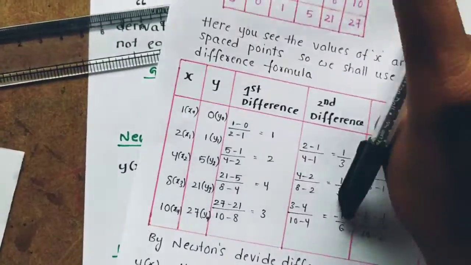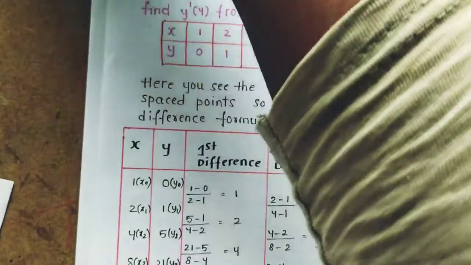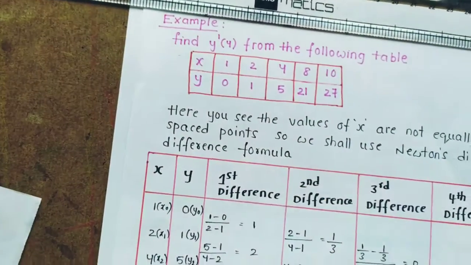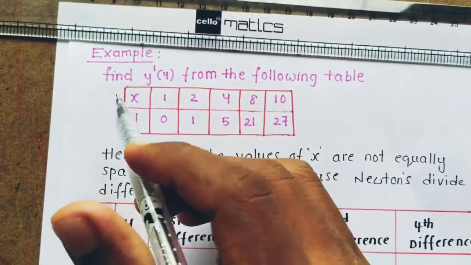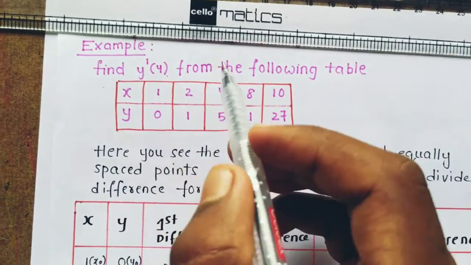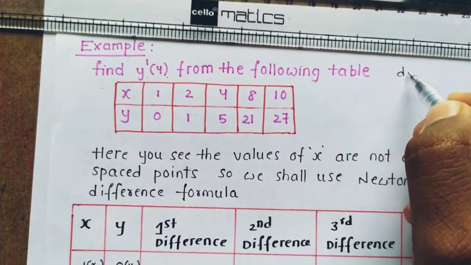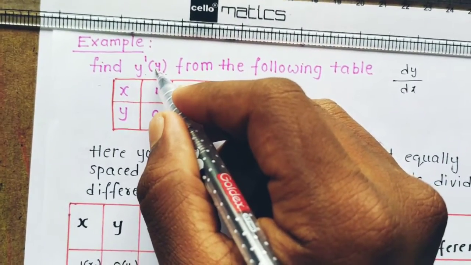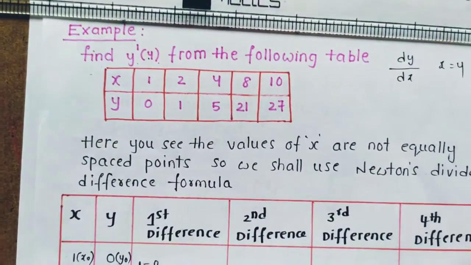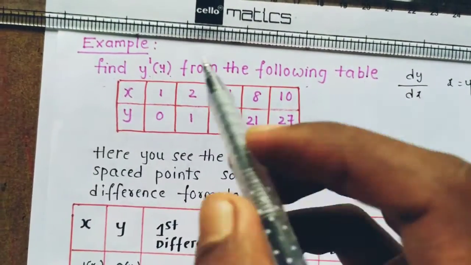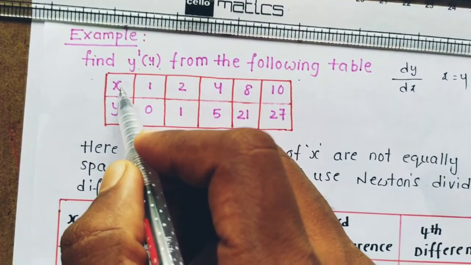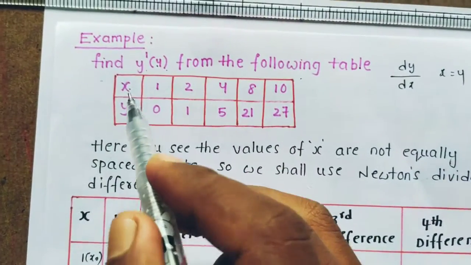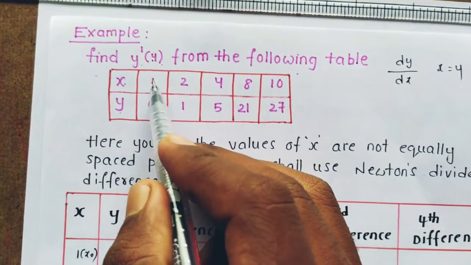Let's see a small example related to Newton's divided difference formula. Here, for finding y dash of 4, that means dy by dx, the first derivative, the x value is given, the x value is 4. From the following table, the values of x and y are given.